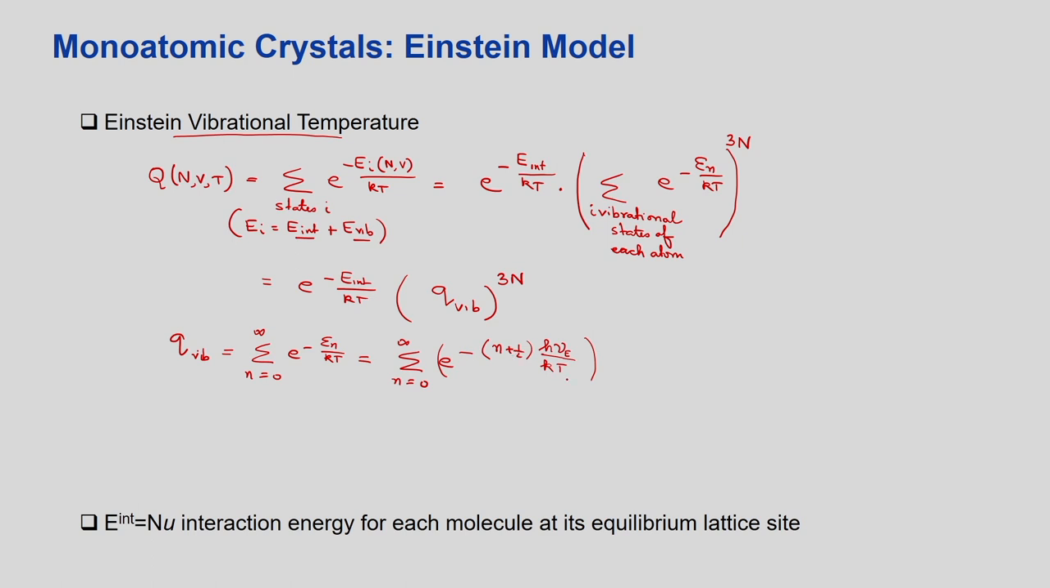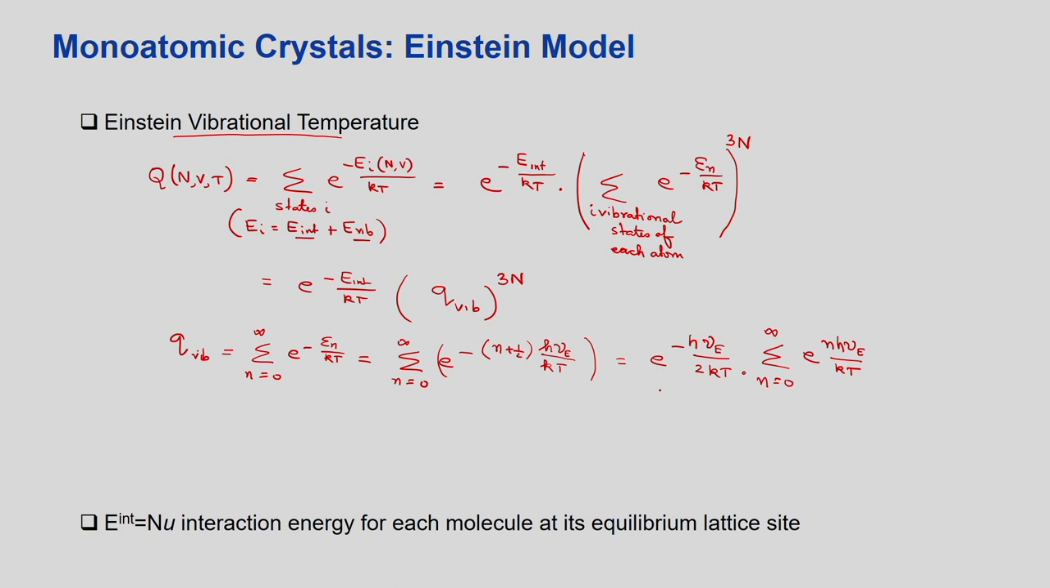If I write those two terms, the first term is a constant, I can write it as h nu e by 2kT, with a minus half; this is all constants. Only n will vary, so the n will be inside the bracket. So n goes from 0 to infinity of e to the power of minus n h nu e by kT. Okay? Because the other term is constant.